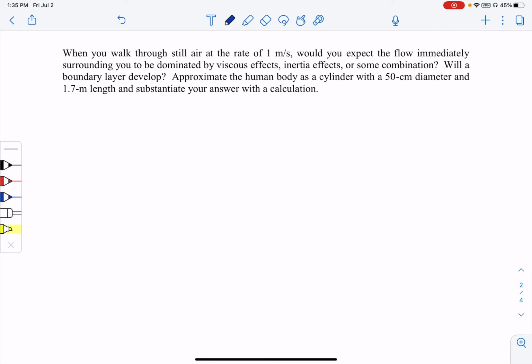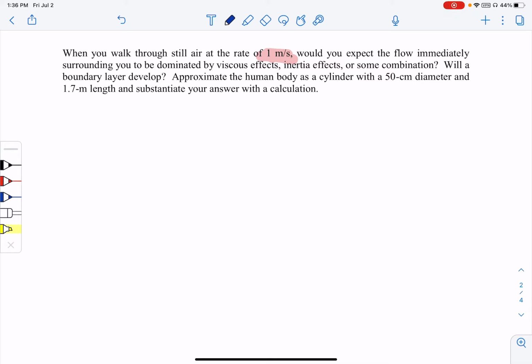So now let's solve the second question on chapter 9. The question asks: if you walk through the still air at the rate of 1 meter per second, would you expect the flow immediately surrounding you to be dominated by viscous effects, inertia effects, or some combination? So now let's first calculate the Reynolds number, right?